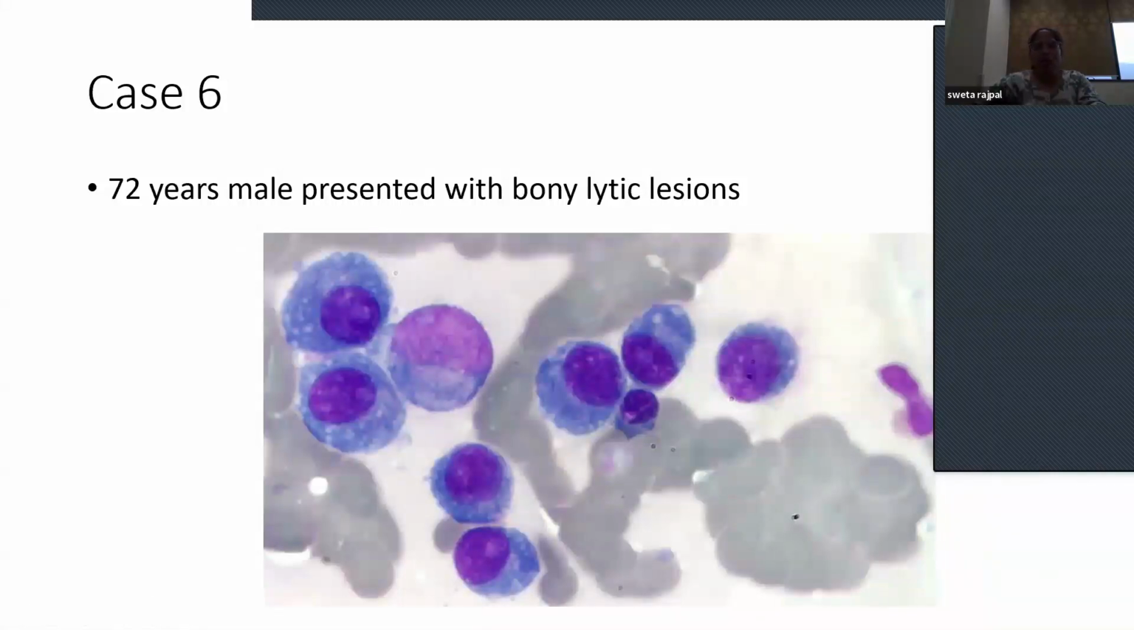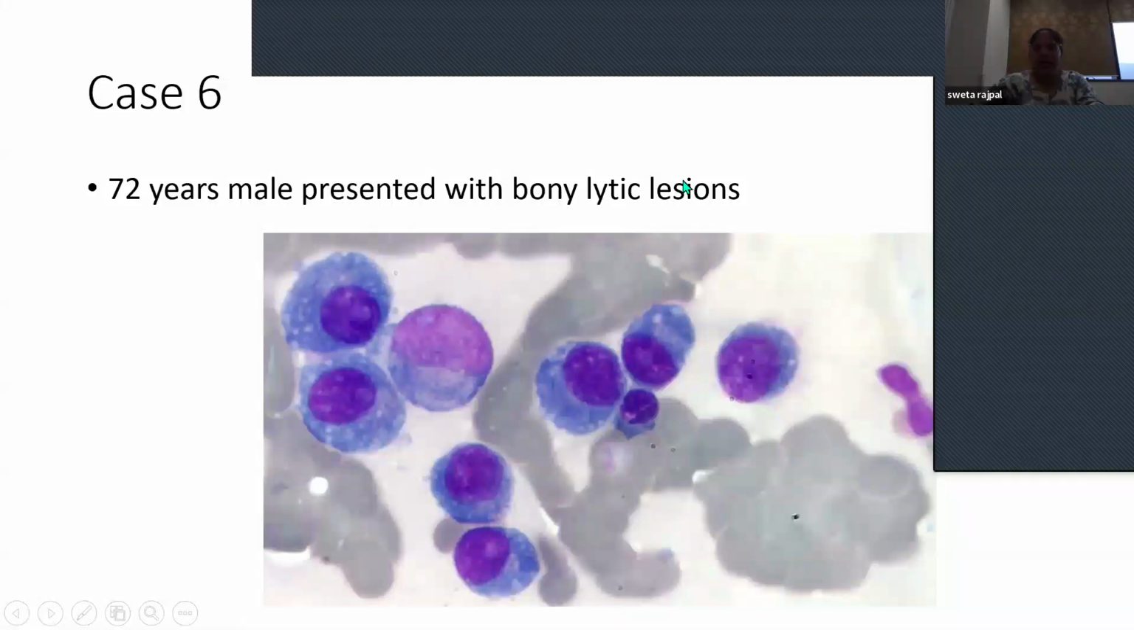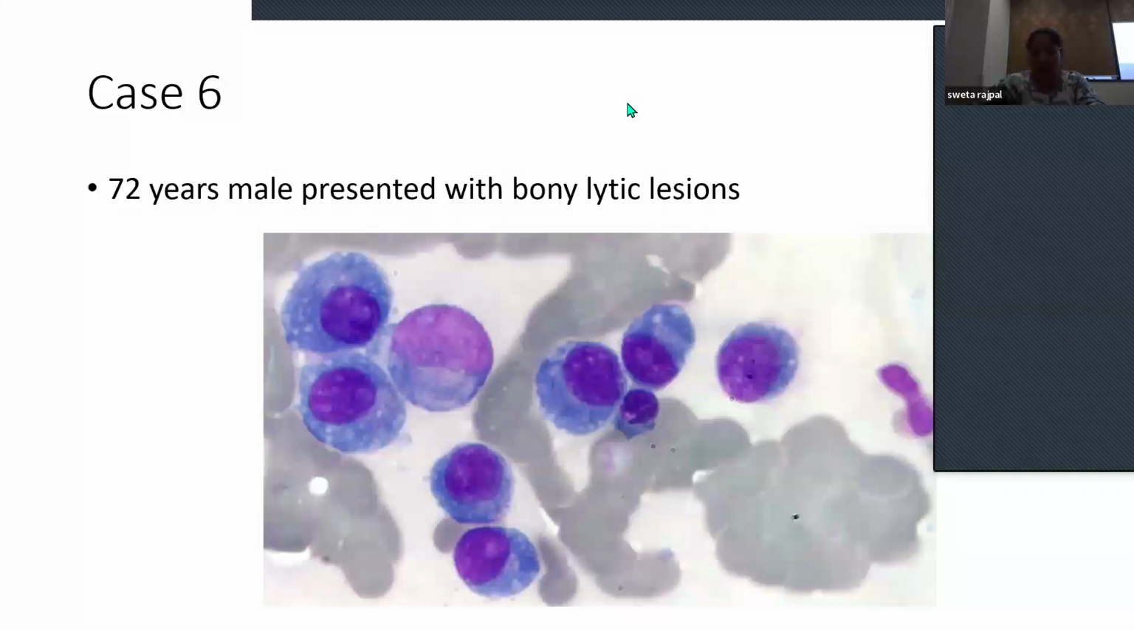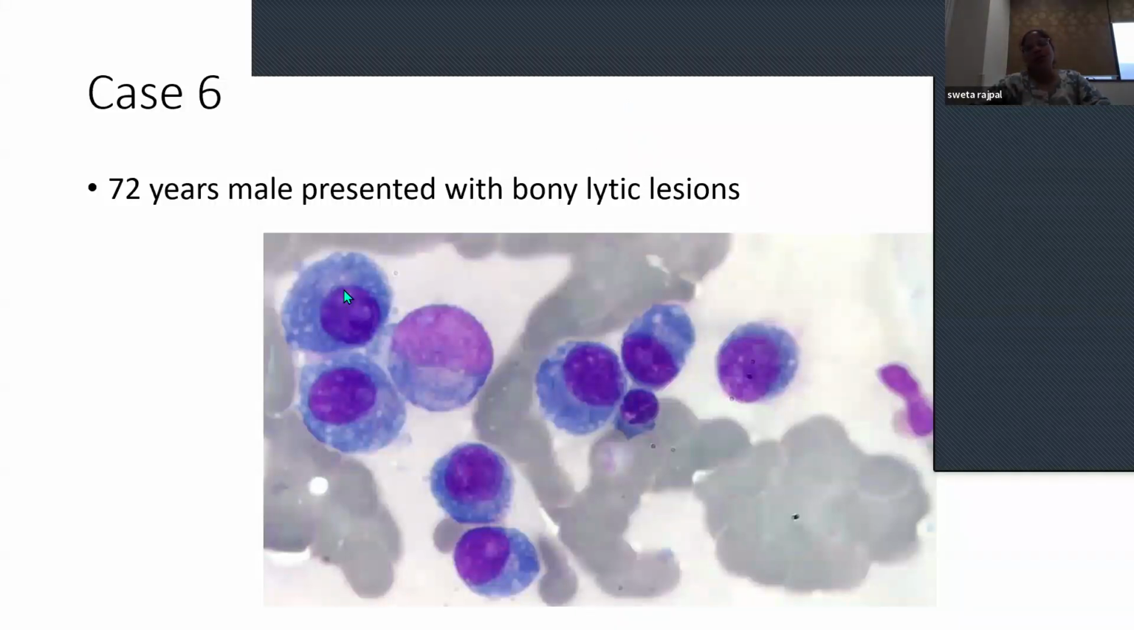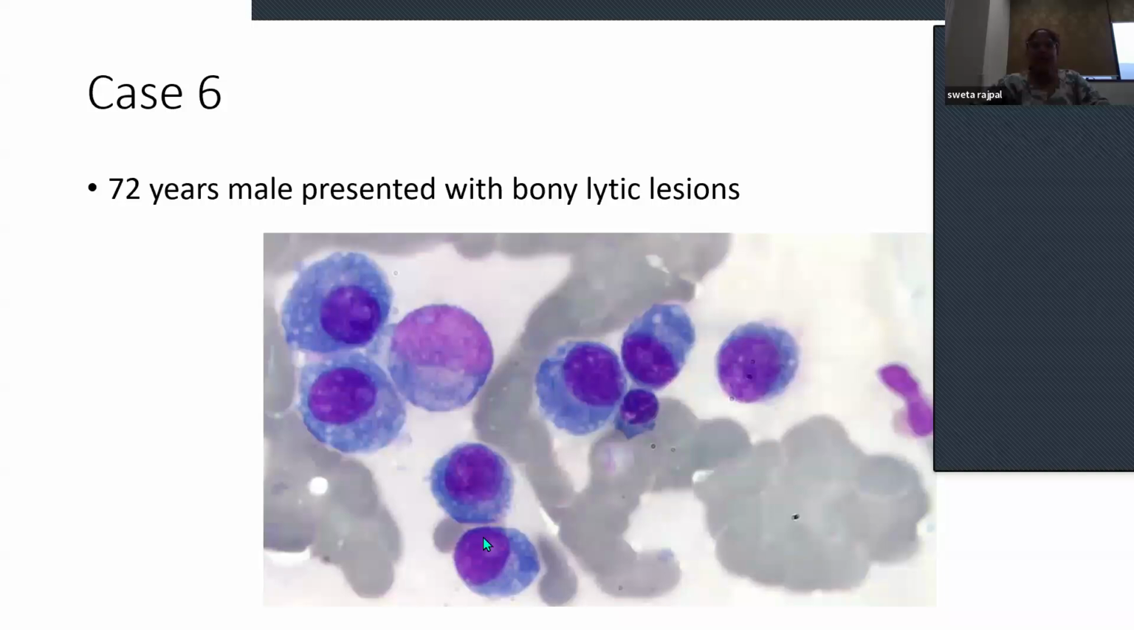A 72-year-old male who presented with multiple lytic lesions. So what are these cells that we are seeing? Yes, so this case is plasma cell myeloma, multiple myeloma, in bone marrow. We saw these plasma cells. These have eccentrically placed nuclei, clumped chromatin, and basophilic cytoplasm. And some may show the presence of a hof. Perinuclear hof is seen in these plasma cells. So this is a case of multiple myeloma.